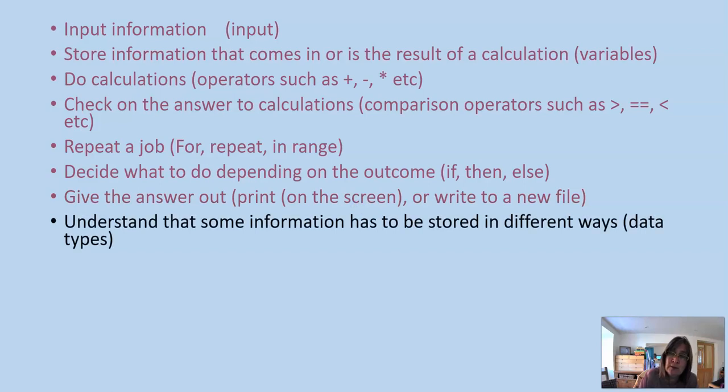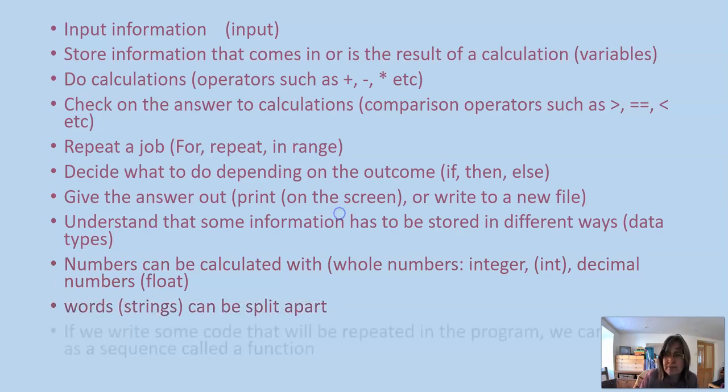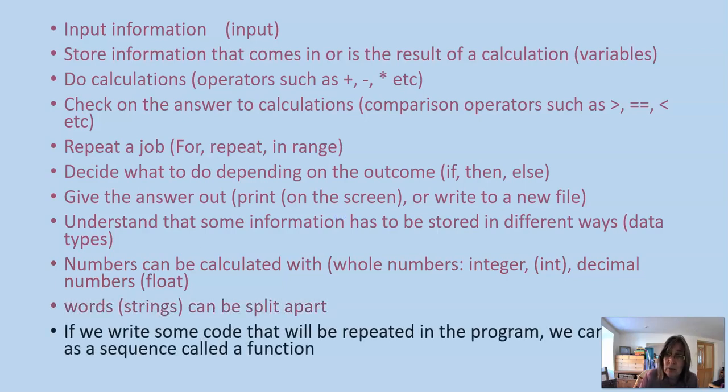We're going to talk to you about different data types, with the way that numbers are stored is different from the way that words are stored, because numbers have to be ready to use calculations on them, but you can't do calculations on words. So numbers can be calculated, whole numbers or integers, decimal numbers. Words we call strings. And if we want to write a group of instructions that we repeat, we call that a function, and we're going to show you how to do that.